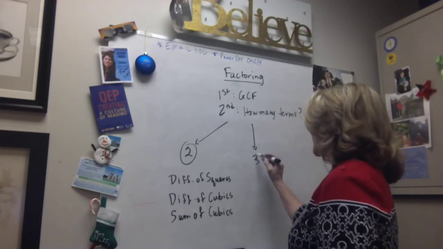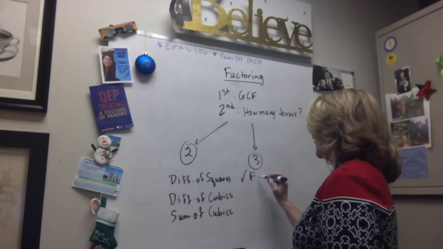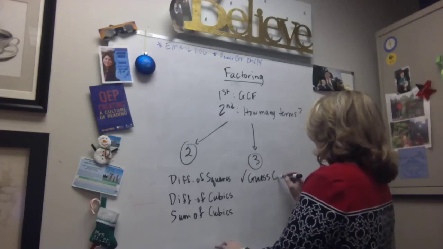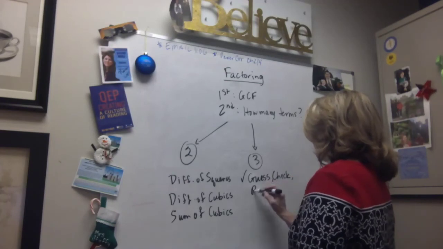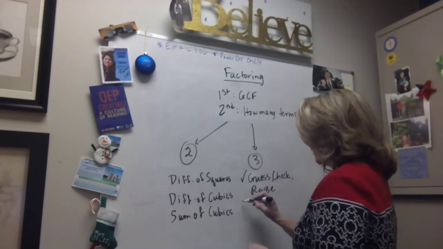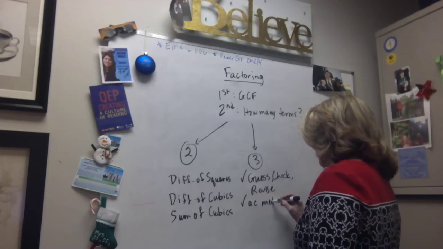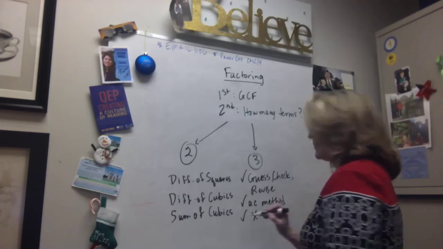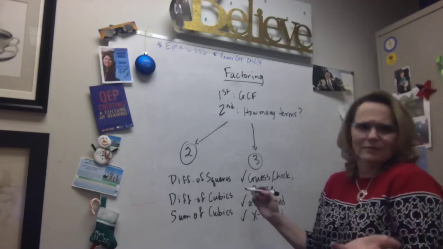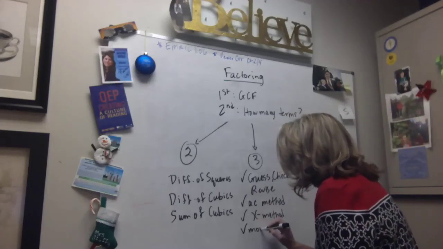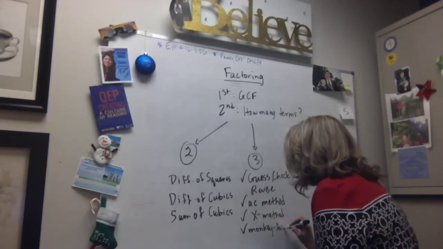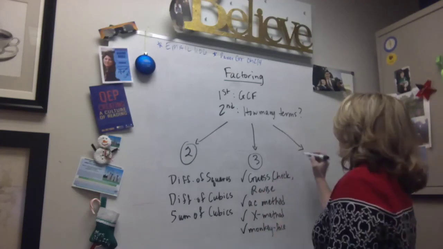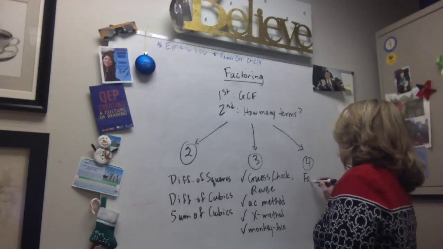If I have 3 terms, I'm going to either factor by guess, check, and revise, or any one of a lot of other methods that are around. The AC method, the X method. One of my students said, oh, I learned the monkey face method. Okay. I'm sure if you Google any of those, there are lots of examples of those. I'm going to show you the guess, check, revise method and also the AC method. If you have 4 terms, you're going to be factoring by grouping.